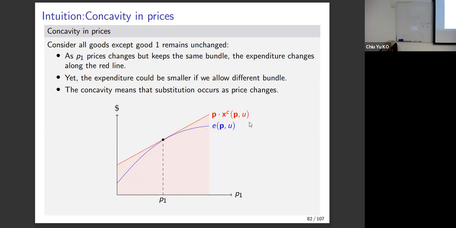Okay, the red line. Then we repeat: if I change the price P1, okay, with P2 up to PN the same, and your bundle remains the same, okay? You don't change your bundle, okay? Of course, it's not optimal. The red one will be your expenditure. Is that okay? Because it's linear, okay? But remember, this is not optimal, okay? That means that your actual consumption bundle will change accordingly, right? You will do some substitution, right? That means that it will be below, right? Because this is more expensive, you would consume some other thing that's less expensive, you substitute that, right? So it must lie below. So that's why it's concave. So that's the proof.